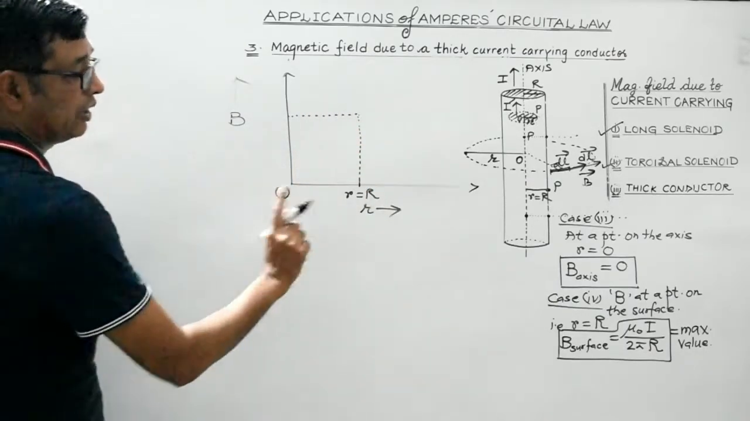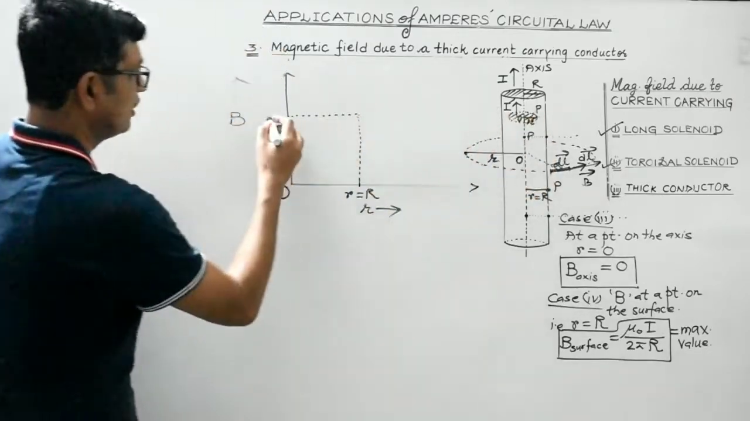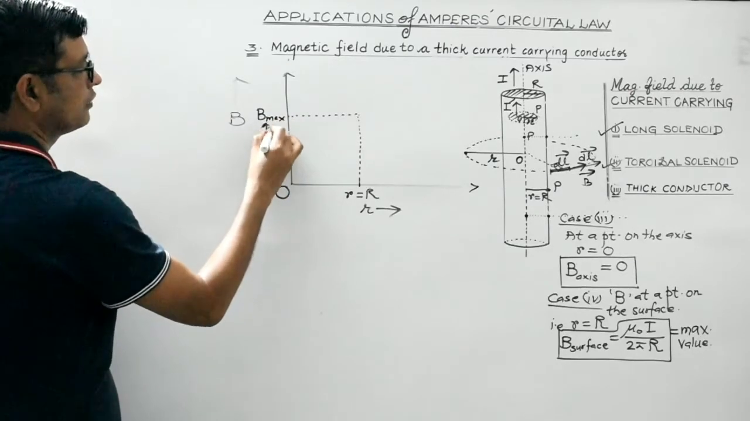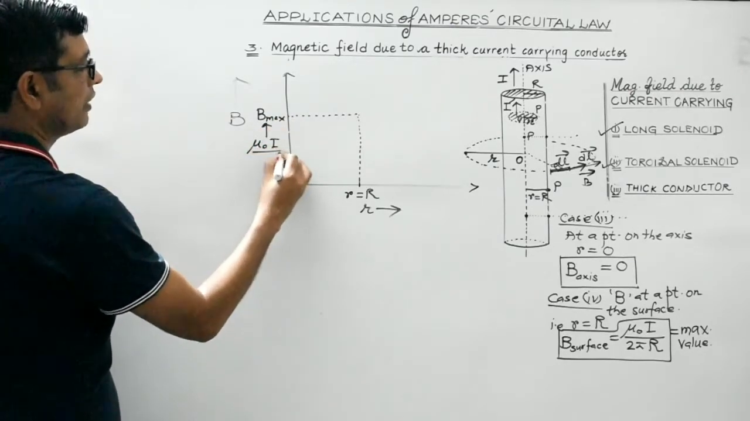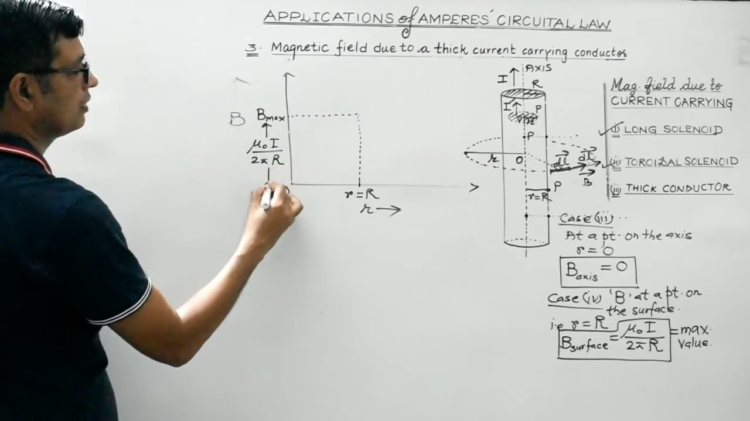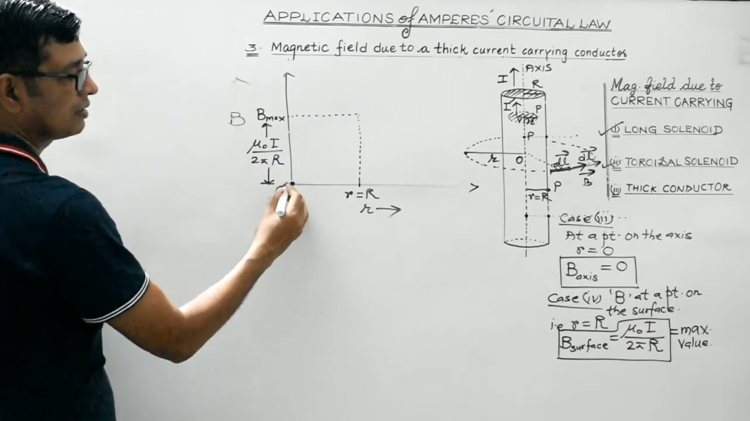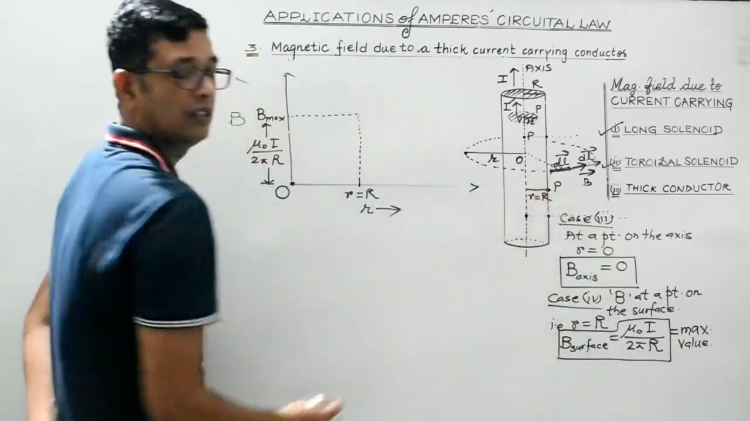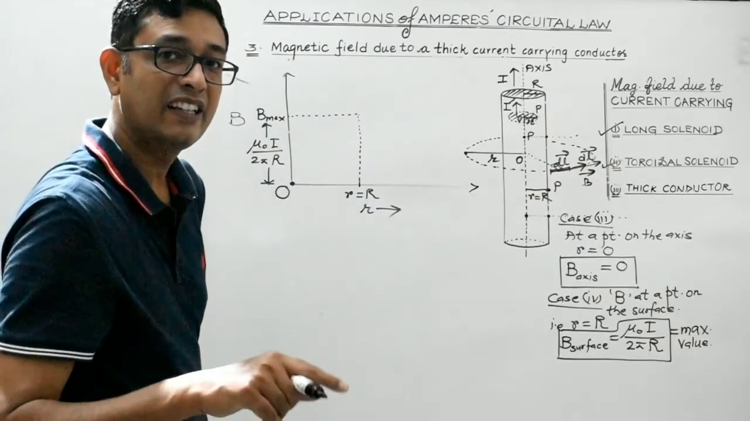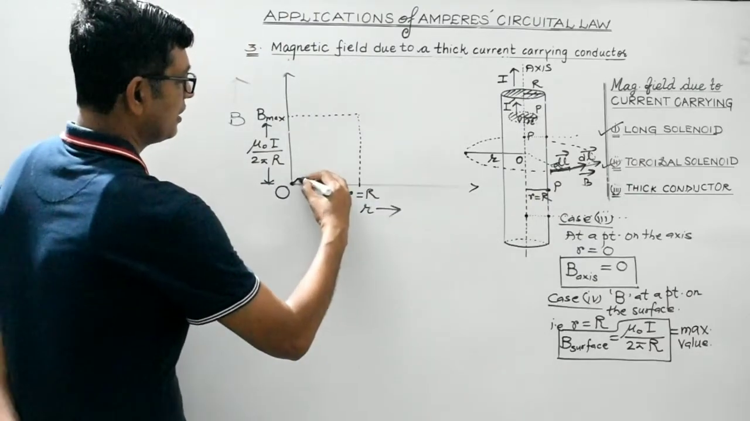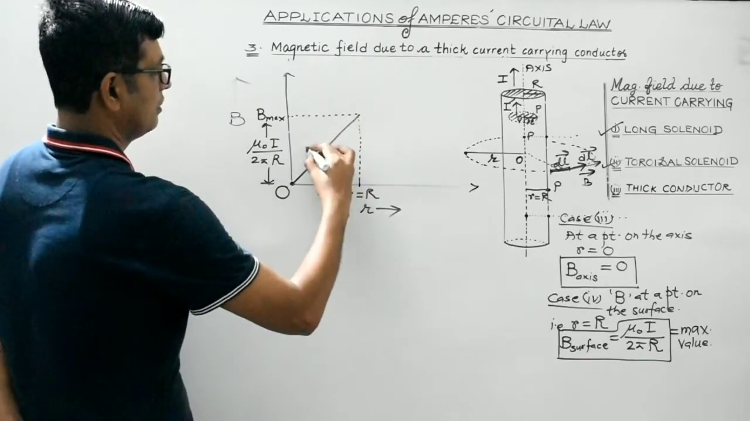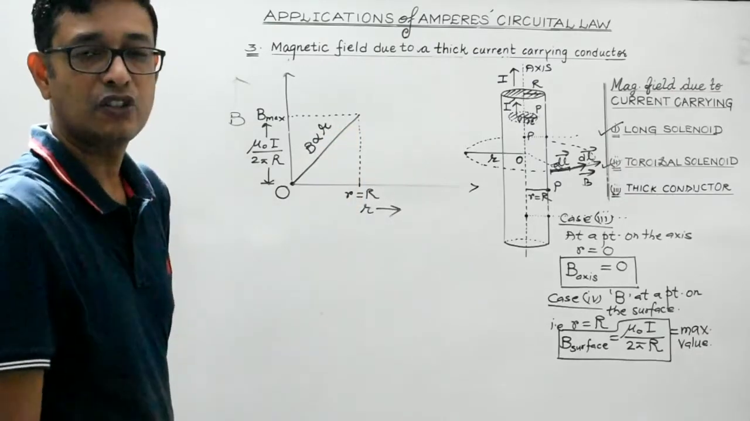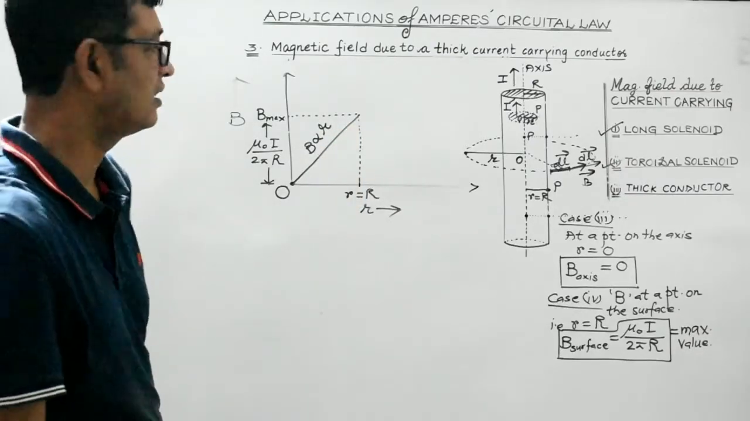We are aware at a point on the surface the strength of the magnetic field is maximum. This is B max, and its value is mu naught I divided by 2 pi capital R. At a point on the axis, the magnetic field is 0. And from this point to this point, magnetic field varies directly with small r. So it should be a straight line, like this. Magnetic field varies directly with the distance of the observation point from the axis of the current carrying conductor.